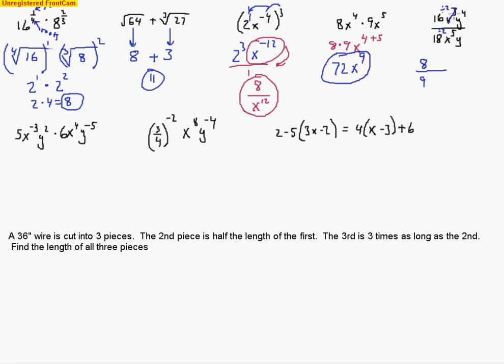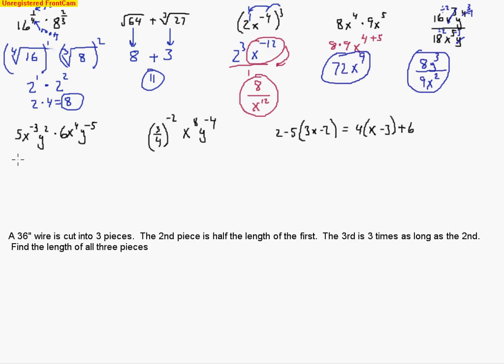So take away 3 x's from the top, 3 from the bottom, leaves us with 2 x's left on the bottom of the fraction. Here, this 1y takes away 1y from the top, leaves me with 3 y's on top. So 8y to the third over 9x squared. Our next problem, very similar.